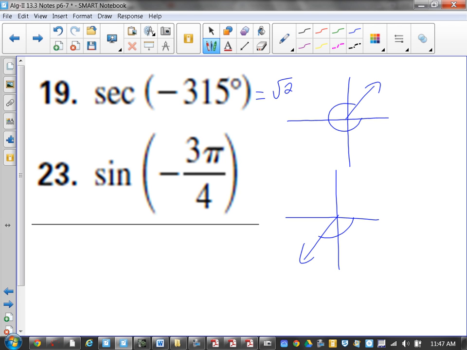Will the sine value be positive or negative in the third quadrant? Negative. So your answer is negative root 2 over 2. Whoa, wait, I lied. I'm sorry. If it said tangent, then it would have been 1. You're right. Oh, third. I wasn't thinking. Okay.